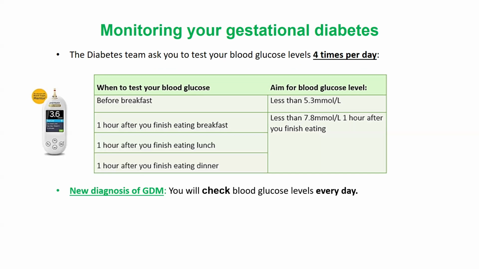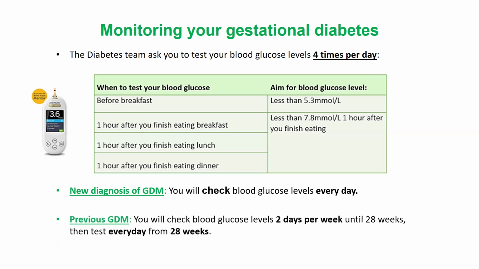If you were diagnosed with gestational diabetes in a previous pregnancy, welcome back, and you will need to check your blood glucose levels only 2 days per week until you're 28 weeks pregnant. And then whenever you turn 28 weeks pregnant, you will be asked to start checking your blood glucose levels every day.